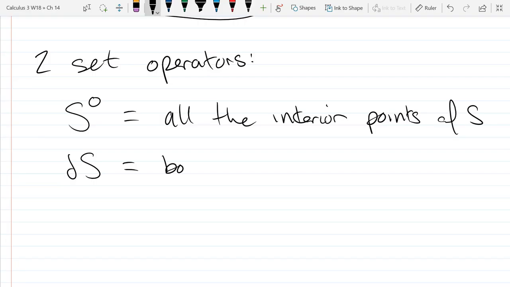Green's theorem or whose theorem? Stokes. Stokes. Boundary. So it's all the boundary points of S.